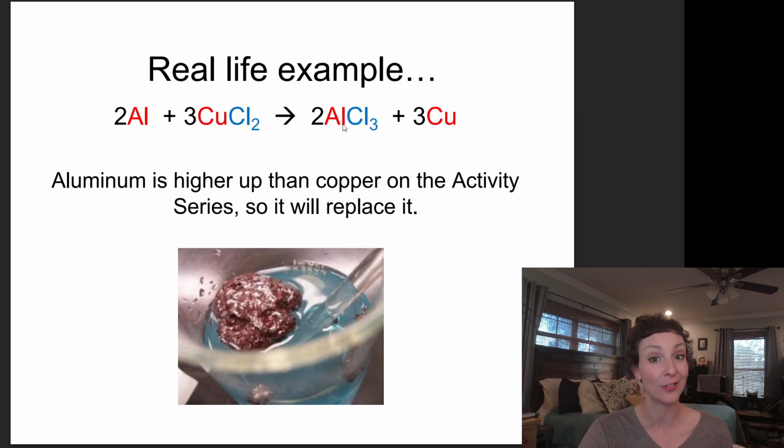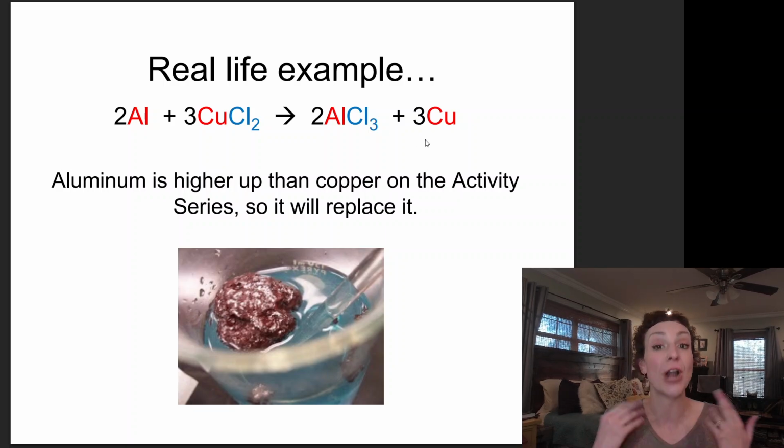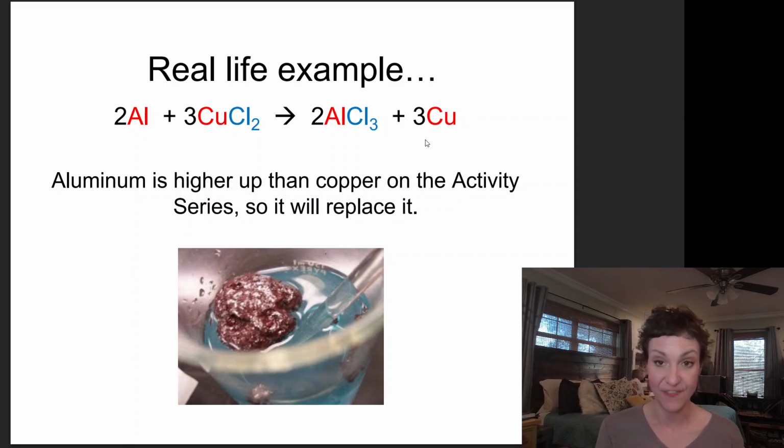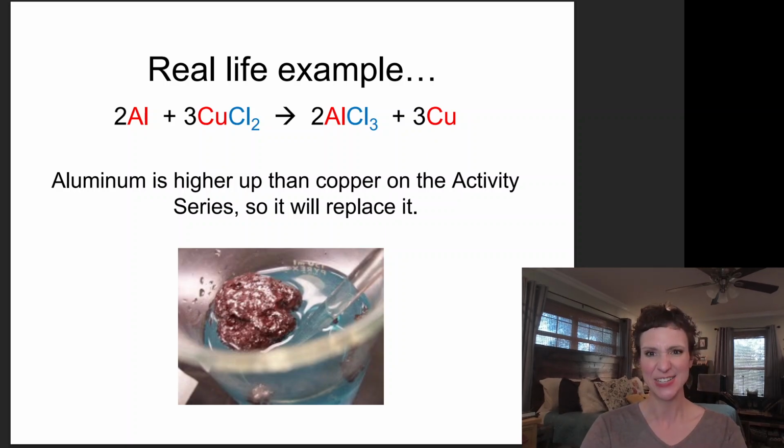So you will be making aluminum chloride now by kicking out the copper because aluminum is more active or more attractive than copper on the activity series. So let's watch a video demonstrating this.